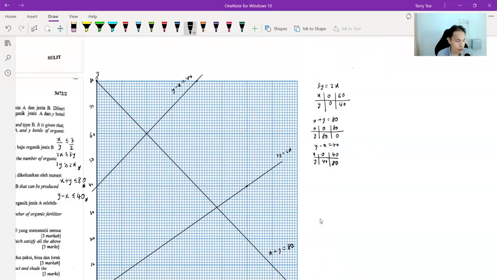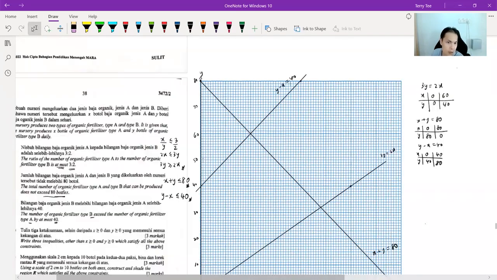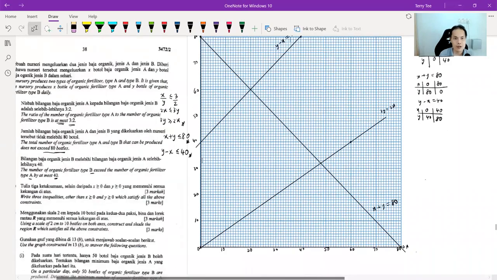So I've got these 3 lines already. The next thing is we have to shade the region. Now how do you shade the region? Let's go back to the inequality given here. The first one is 3y is greater than or equal to 2x, so it must be above this line. I'll just do a light shading here, above this. Can you see that?